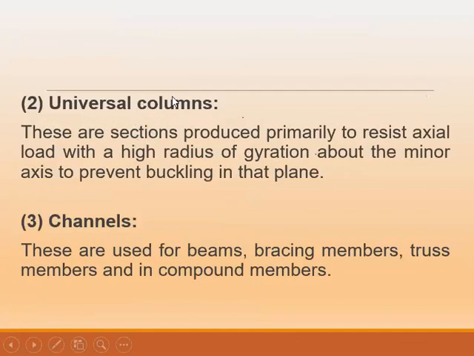So you see, that is the universal columns. We say they are produced mainly for the purpose of resisting axial loads. And they have high radius of gyration about the axis to prevent buckling.